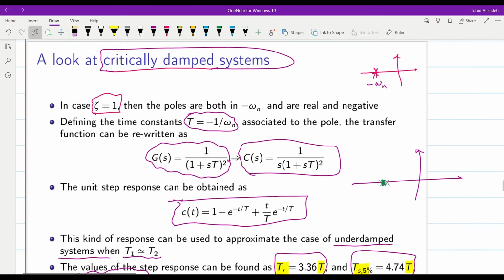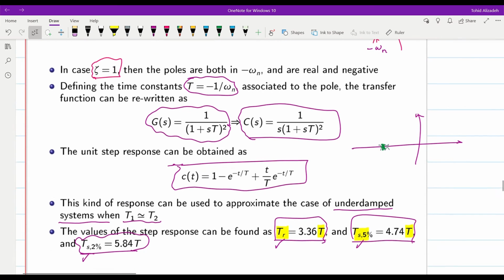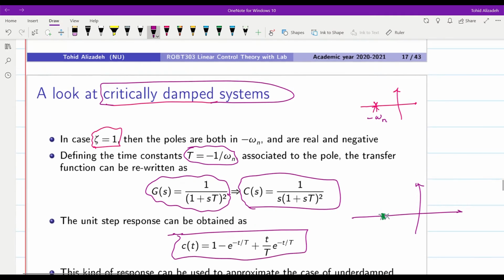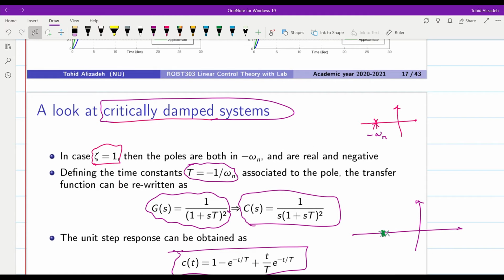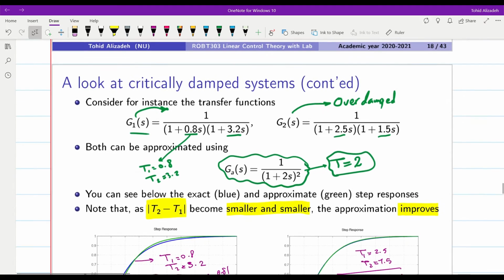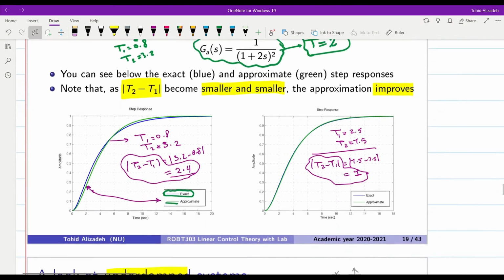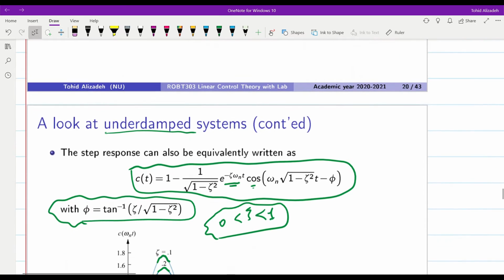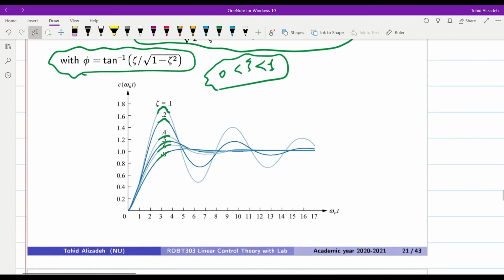This is what we see here. For the critically damped systems, we have these approximations, and for the overdamped systems, we know that we can approximate them with a first order system, and then for the first order systems, we already know how to calculate the rise time and settling time. So for those two kinds of second order systems, it's somehow straightforward. We just need to calculate or find the rise time and the settling time.